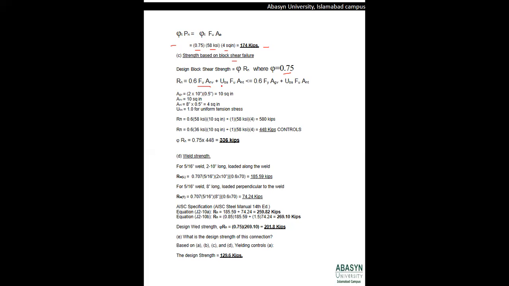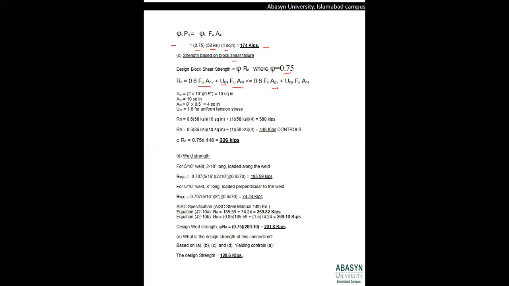Plus Ubs, which is basically the factor for the block shear tension stress, times Fu into Ant, the net tension area. The total should be less than or equal to 0.6 times Fy Agv, that is the gross vertical area, plus Ubs Fu Ant, the net tension area.